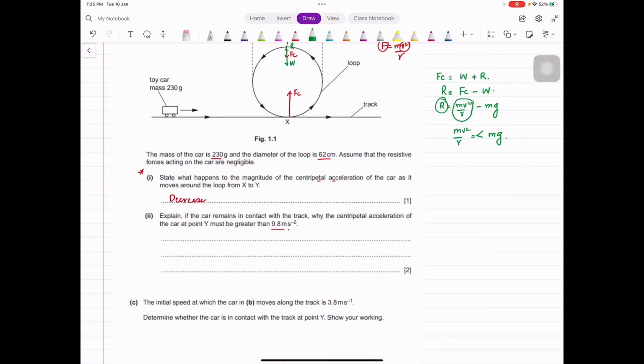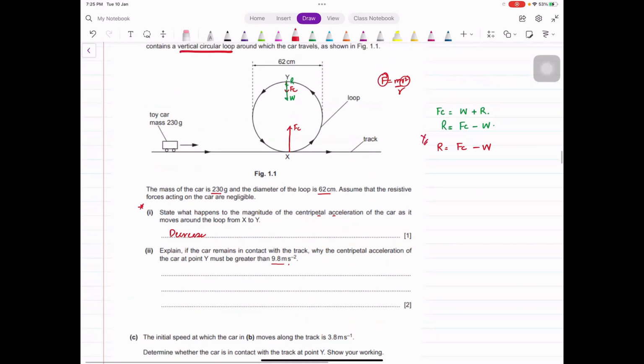Sir, can you repeat the ending? Okay, let me rephrase it. Suppose I write it like this: the weight is being subtracted from the centripetal force at point Y. This is Y. Understood? Now, if W is equal to FC, right?